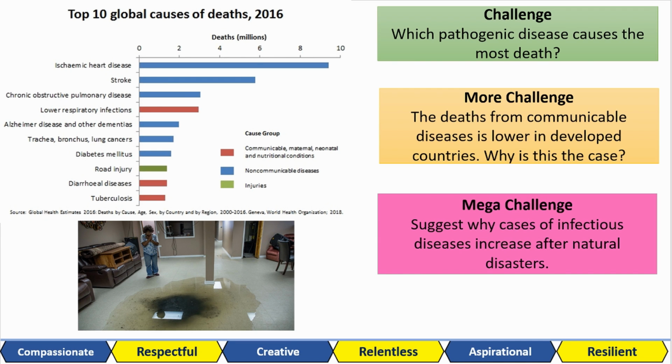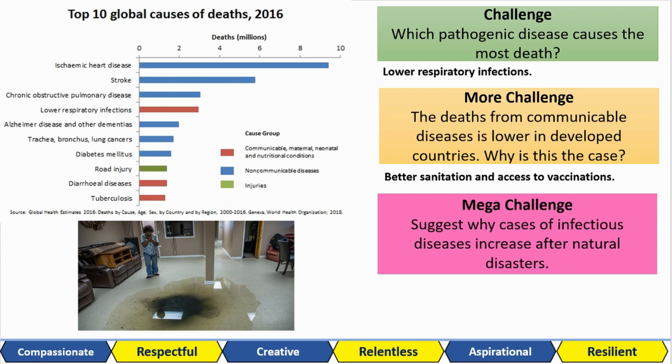Pathogenic diseases are caused by pathogens, so we're looking out for communicable diseases. That means that lower respiratory infections is our answer. More developed countries have better sanitation, so there are fewer chances for pathogenic bacteria, viruses, fungi, protists to be passed from one person to another.